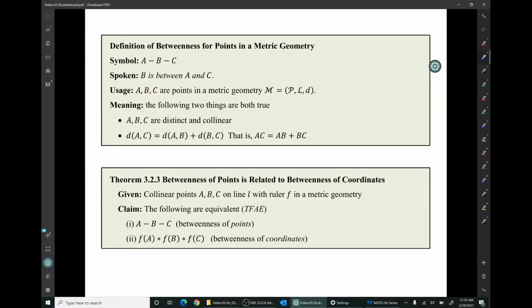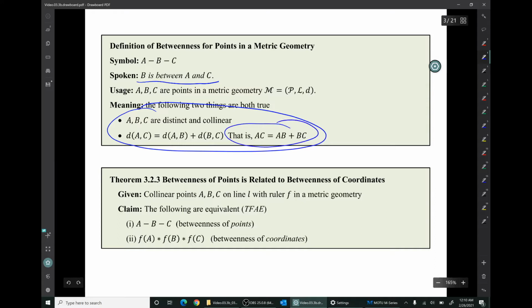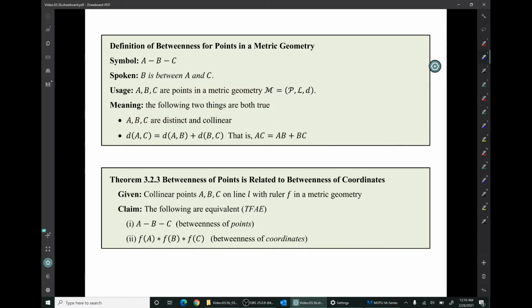We discussed betweenness for points in a metric geometry. The definition of the sentence, B is between A and C, is the following. A, B, and C are collinear and distinct points, and the distances add up in this sense. In important theorem 3.2.3, we discussed that betweenness of points is related to betweenness of coordinates. So if 3 points have this betweenness relationship, then their coordinates will have this betweenness relationship on the real number line.